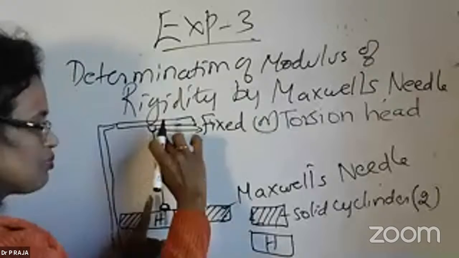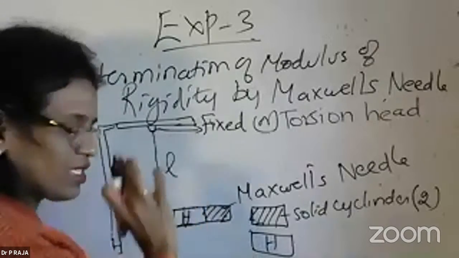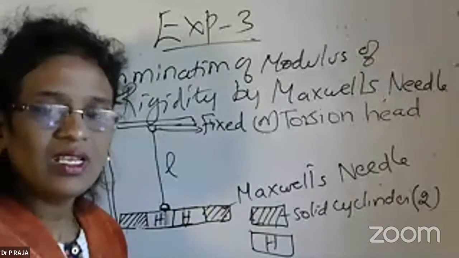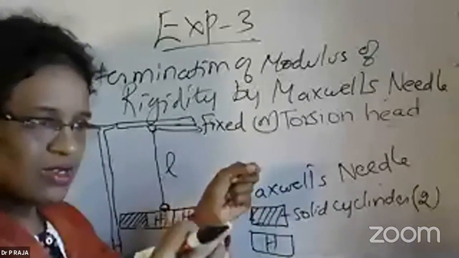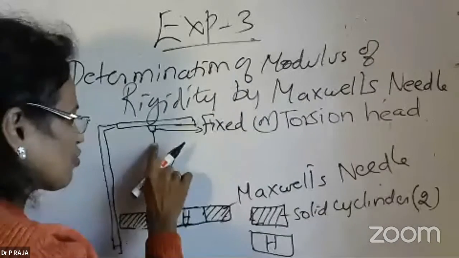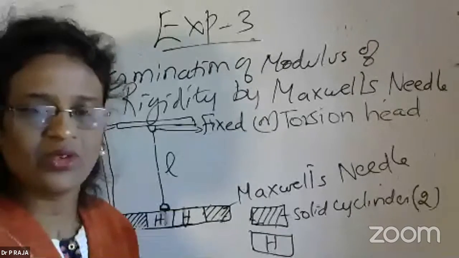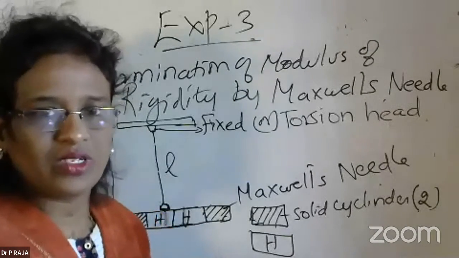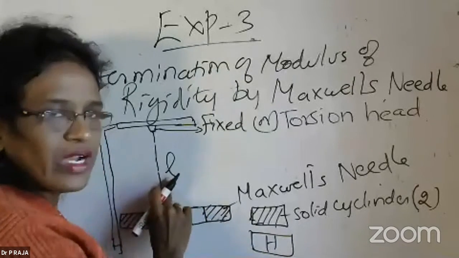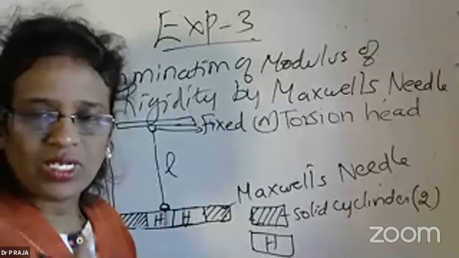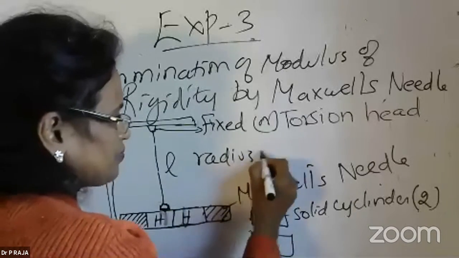This may be 30 centimeter, you can fix it, or 45 centimeter according to your wish. You can take the length, but the length has to be measured using the meter scale. Before starting the experiment, you will keep the wire, and then take the radius of the wire at 2-3 points using the screw gauge. So you have to draw the screw gauge tabular column also for this experiment to find the radius of the wire.